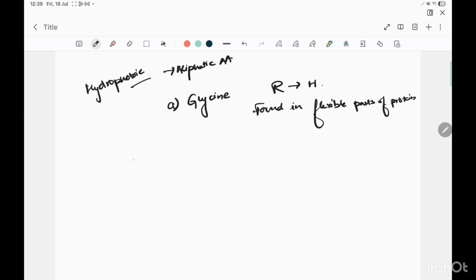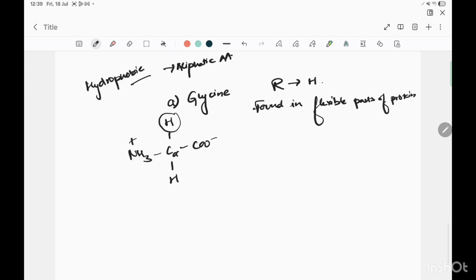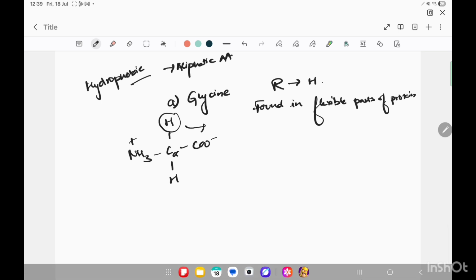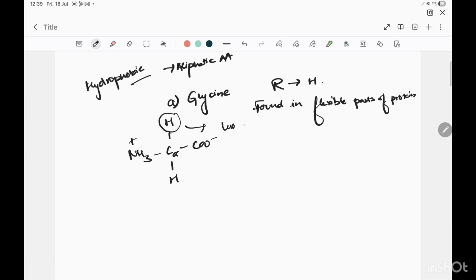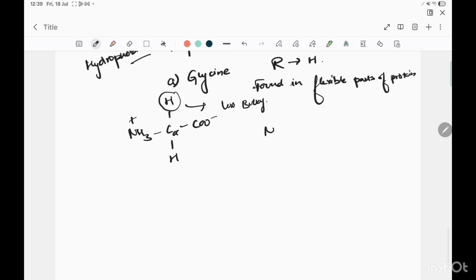If you remember the structure, there is the NH3 group, there is the alpha carbon, there is the carboxylic group, and the R group here is hydrogen, and there is another hydrogen, right? So due to this R group hydrogen, this is less bulky. And it is not chiral. Just remember that. I am repeating it again.